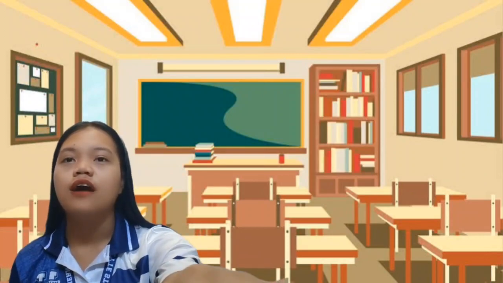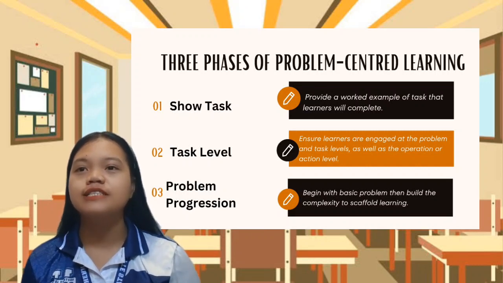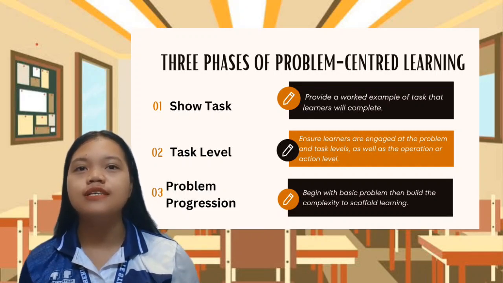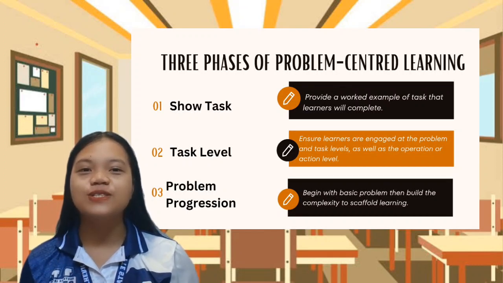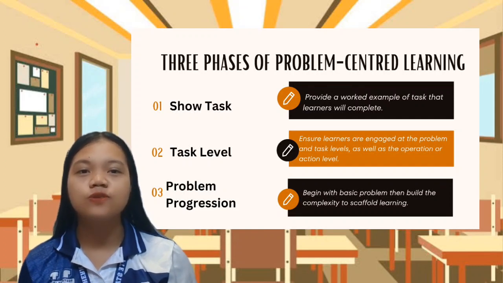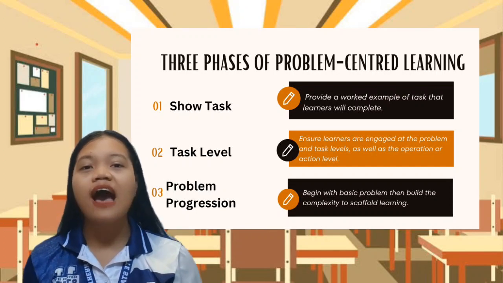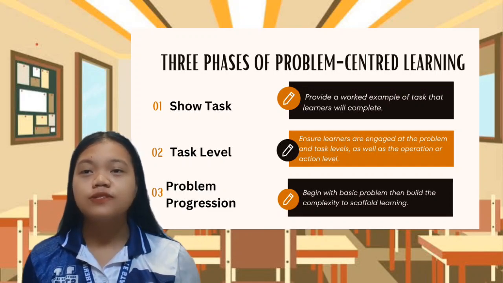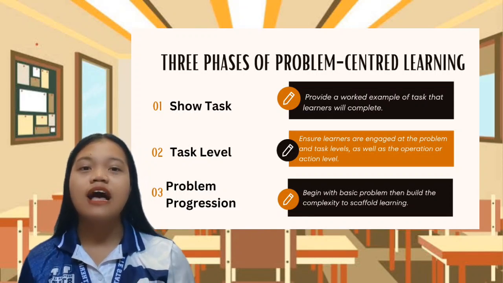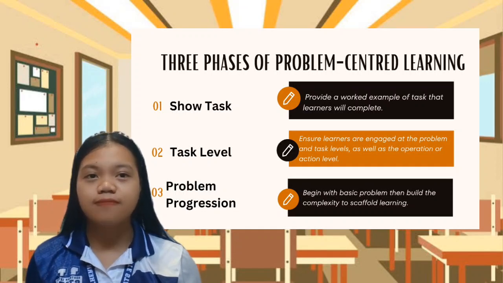So there are 3 phases of problem-centered learning. The first one is show tasks. Let's provide a worked example of tasks that learners will complete. This means showing students an example of the task they need to complete so they understand what is expected of them. By providing a worked example, students can see how the problem can be solved and understand the steps involved. This demonstration helps students grasp the concept and approach needed to tackle the task effectively.